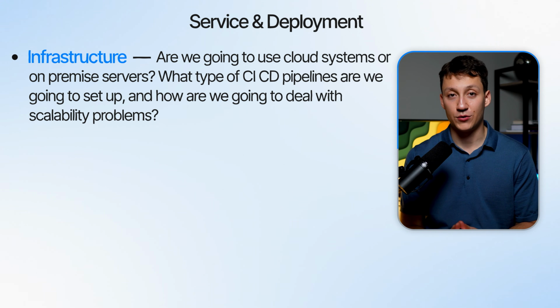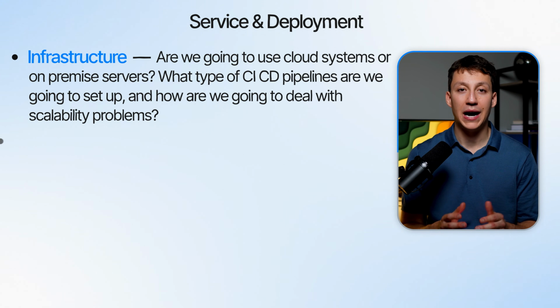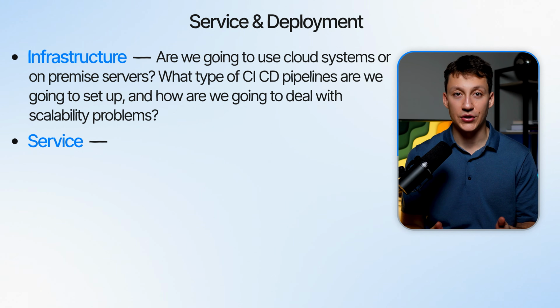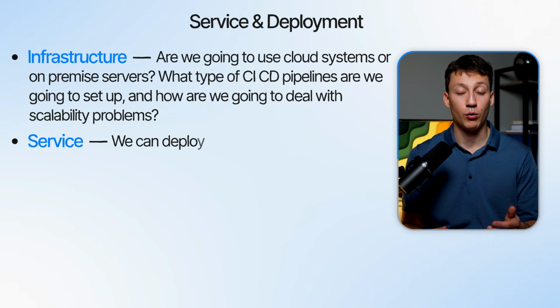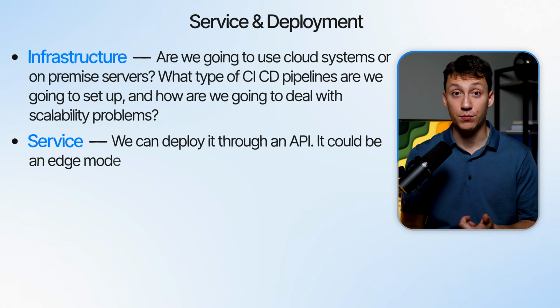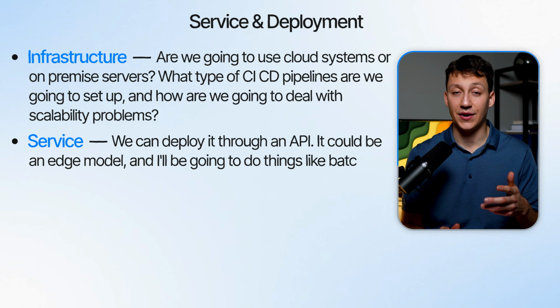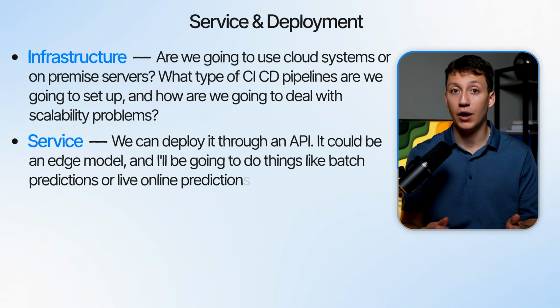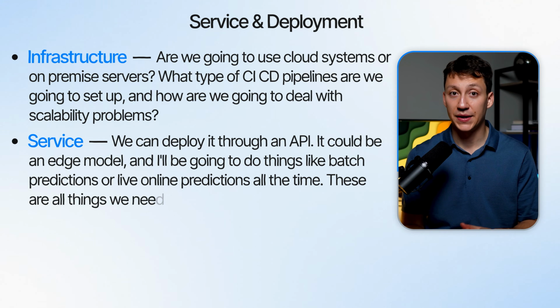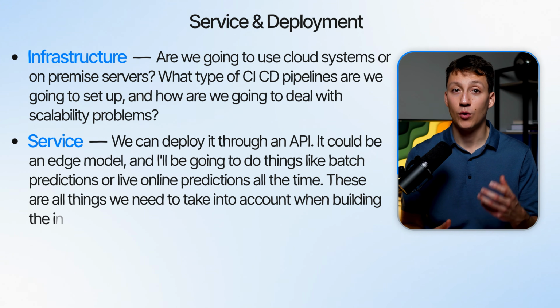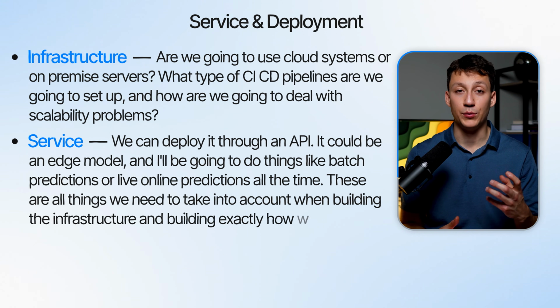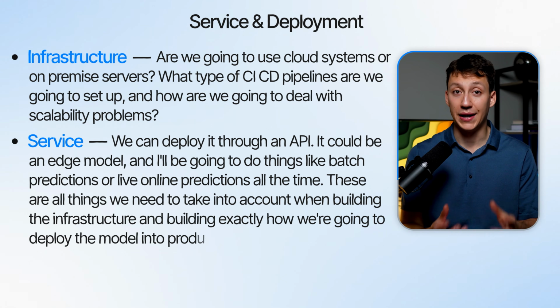As well as the infrastructure side, we also need to think about how we're going to serve the model to the customers or to the business. So we can deploy it through an API. It could be an edge model. And are we going to do things like batch predictions or live online predictions all the time? These are all things we need to take into account when we're building the infrastructure and building exactly how we're going to deploy the model into production.